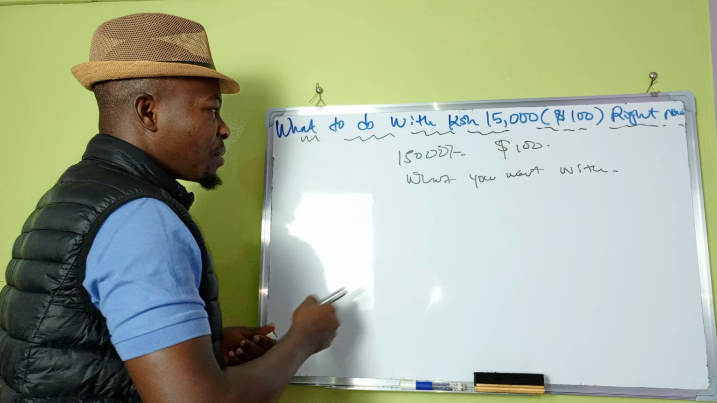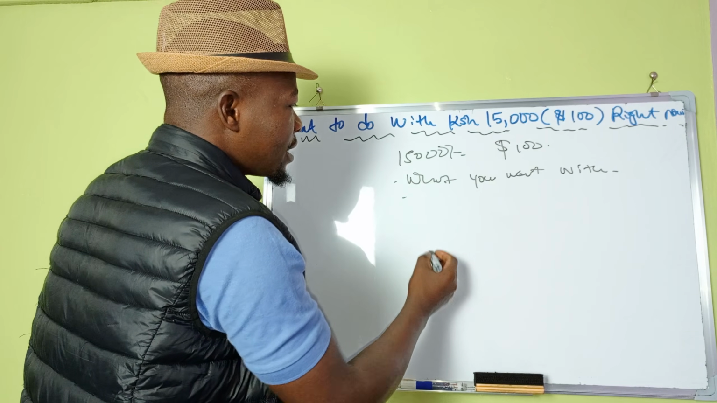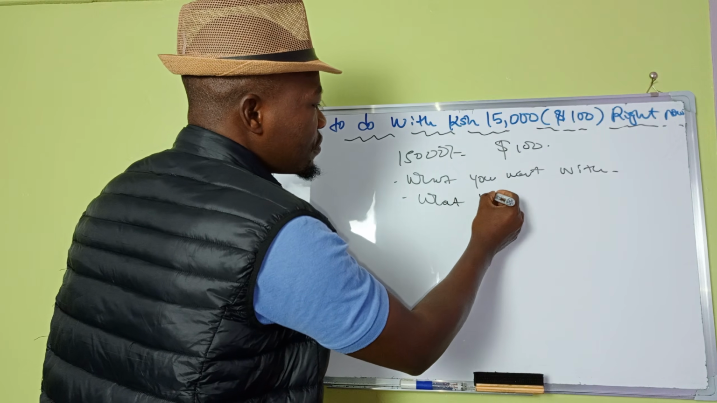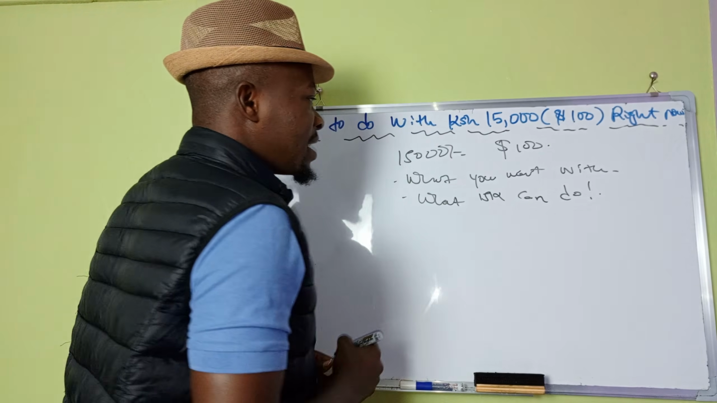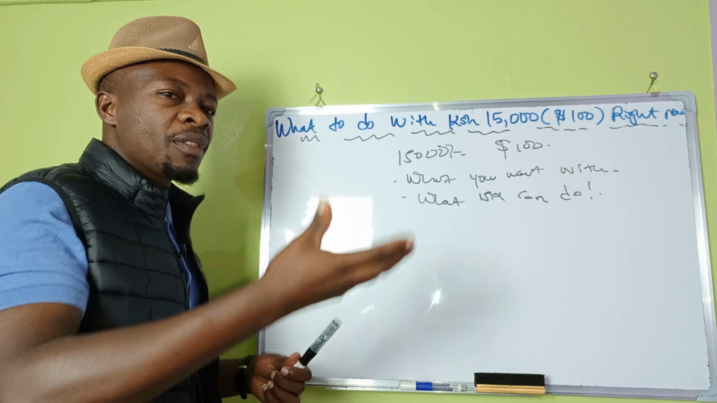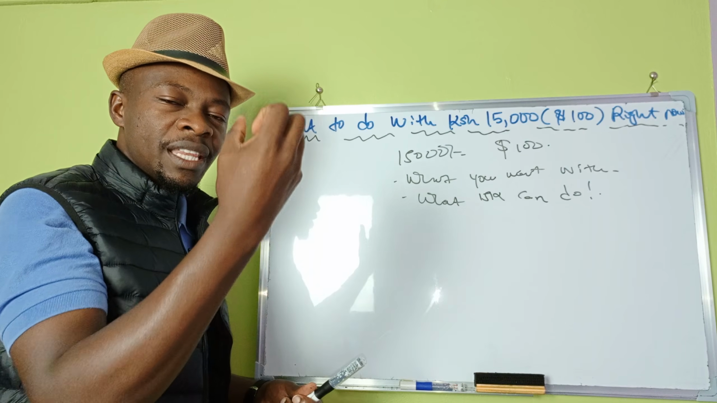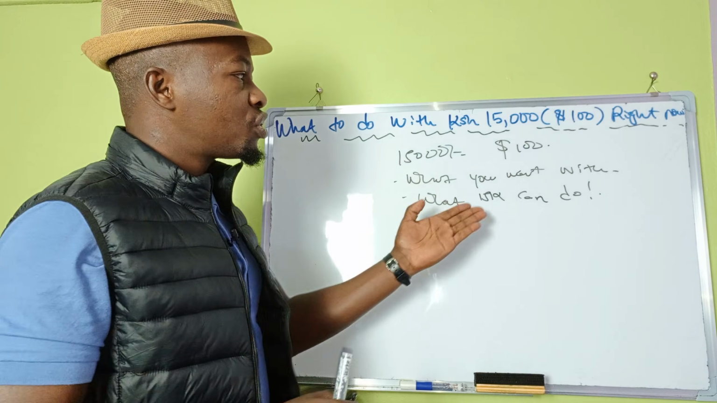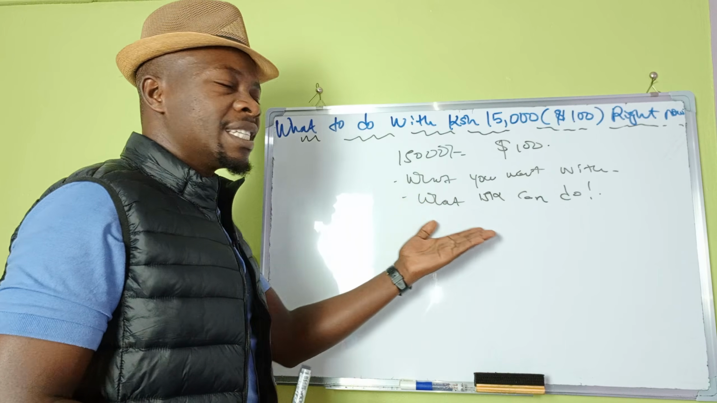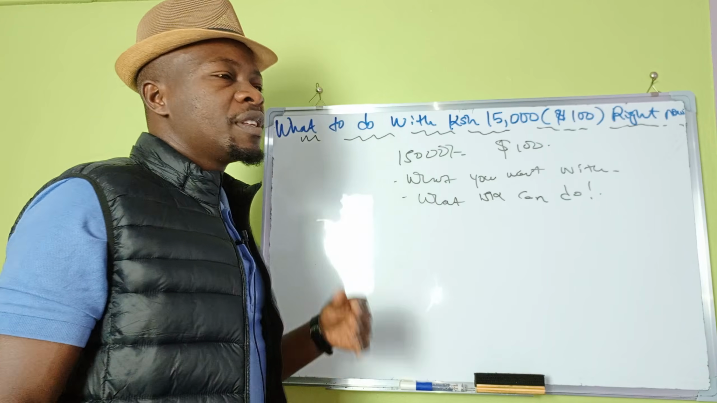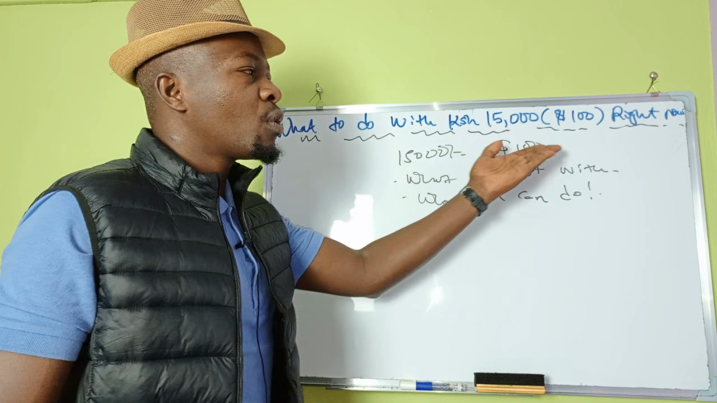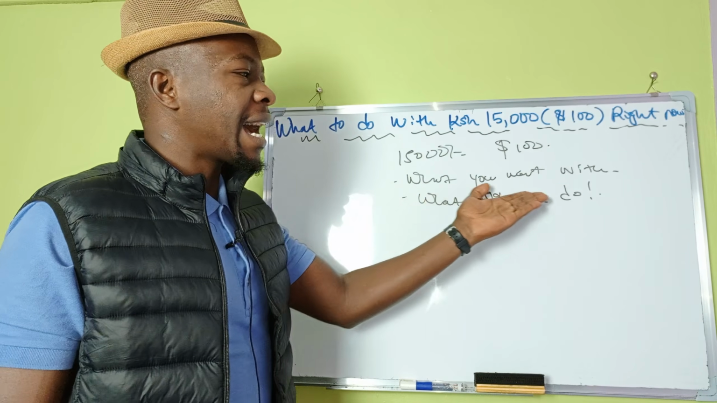Now we go to the capability of what 15K can do, or should I say the capacity of 15K. That's the time you come with the reality. For example, what you want with it may differ from what it can do. Say you want to start a big business with 15,000. Obviously, it can't work. That's maybe what you want, but again, what can it do?